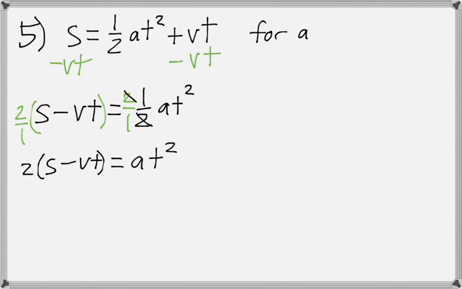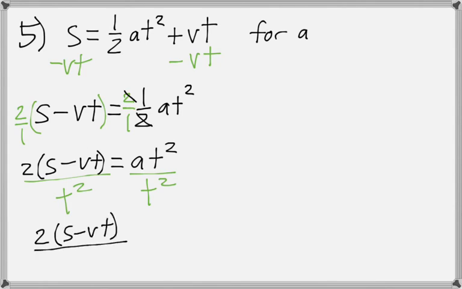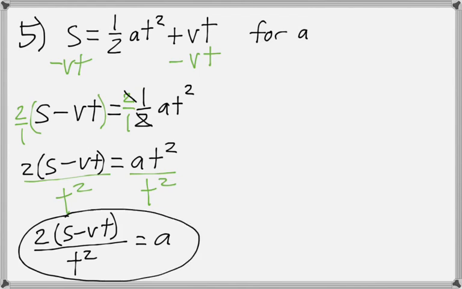So the only thing that's in the way of a being by itself now is t squared. And even though there's an exponent with that, I can still just divide both sides by t squared. So I'm going to have 2 times s minus vt. Again, it's up to you if you want to distribute that 2 or not. And it's over t squared, and that's equal to a. So very complicated formula, but we have rearranged it. We have solved for a.